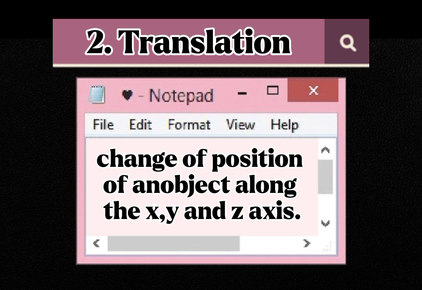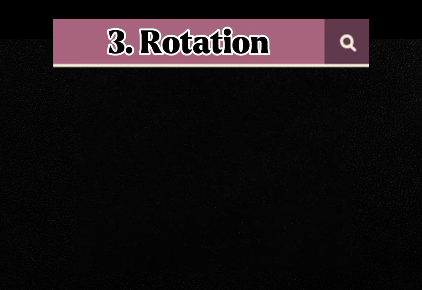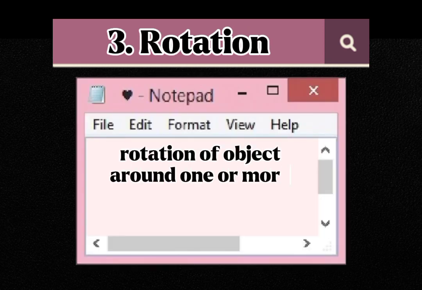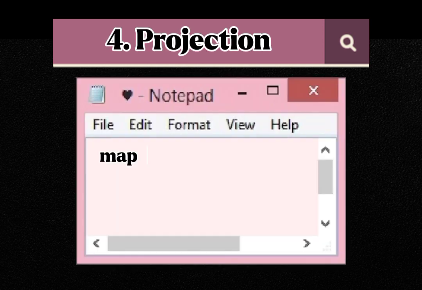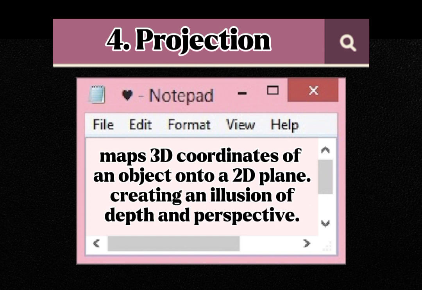Number three, rotation. This transformation rotates an object around one or more of the coordinate axes, changing its orientation. And number four, projection. This transformation maps the 3D coordinates of an object onto a 2D plane, creating the illusion of depth and perspective.